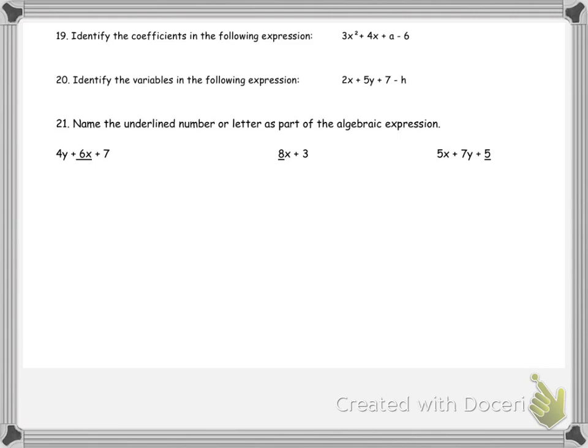19. Identify the coefficients in the following expression. Well, coefficients are the numbers attached to variables. So the 3 would be a coefficient. The 4 attached to the x would be a coefficient. And there's actually a 1 in front of that a. So that's also a coefficient. The 6 is not. The negative 6 would be a constant, not a coefficient. So the coefficients in that expression are 3, 4, and 1.